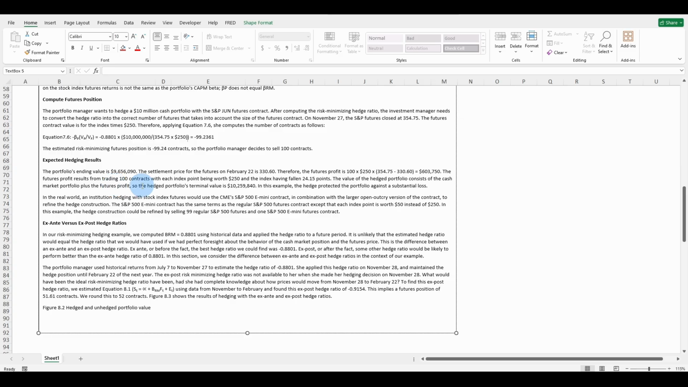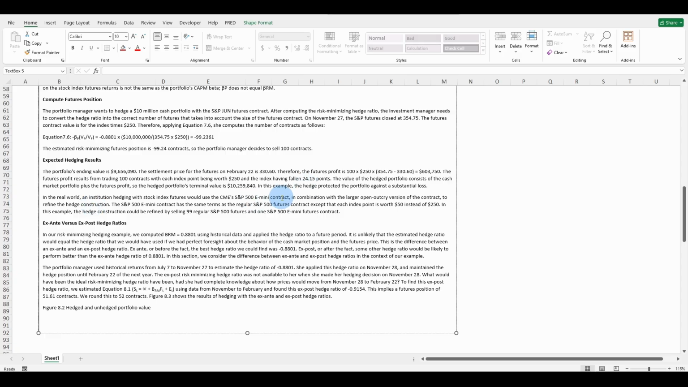The hedge portfolio's terminal value is 10,259,840. In this example, the hedge protected the portfolio against a substantial loss. In the real world, an institution hedging with stock index futures would use the CME's S&P 500 E-mini contract in combination with the larger open outcry version of the contract. I doubt if that's still available. It's probably now all electronic.